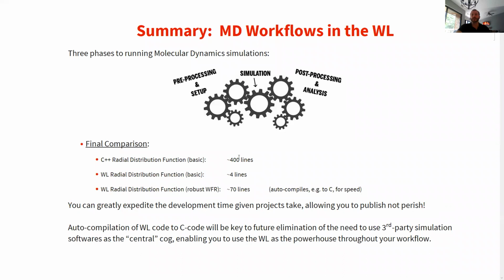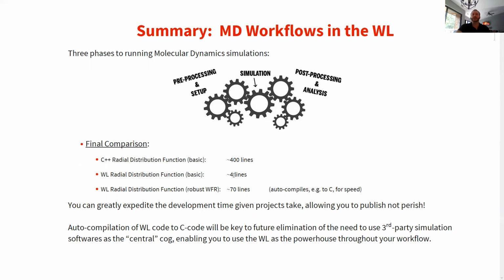to do the radial distribution function, about 400 lines. It didn't have error handling. It wasn't terribly robust, but it did the job. And that took about 400 lines. It was fast because it was C++. The comparable functionality in Wolfram Language takes about 4 lines. So instead of writing 400 lines for several days, you write 4 lines in an hour or 2.